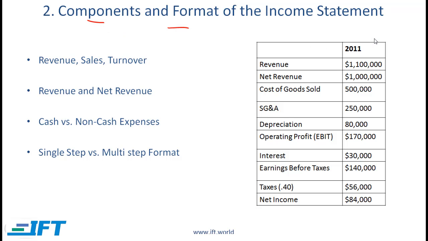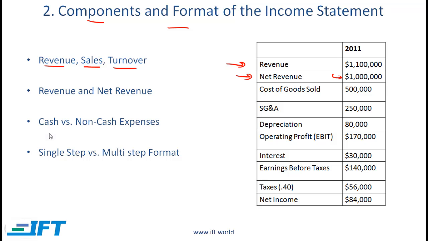Components and format of the income statement. The top line on the income statement is the revenue line shown right here. Other names for revenue include sales and turnover. Next, we see what's called net revenue or net sales. In certain situations, a company might sell, but there can be returns. Once we subtract the returns, we have a net revenue number. Certain companies might sell through agents, and those agents charge commissions. When we subtract the commission, then also we are left with net revenue or net sale.